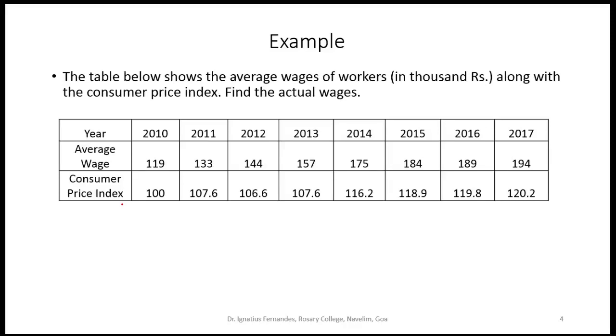So let's say I have an example here. The table here gives the average wages of workers in 1000 rupees along with the consumer price index. We want to find out the actual wages of these workers. So I have from 2010 to 2017 the wages of these workers in some company, and these are the consumer price indices for each of these years from 2010 to 2017. We want to adjust these wages in accordance with the variation in these prices, so that I know what is actually the real income in those particular years.